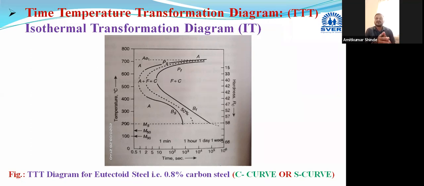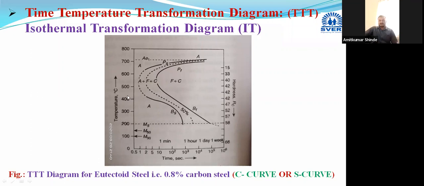Okay, for conducting a heat treatment process, the most generally used tools are, first, the iron carbide equilibrium diagram, and the second important tool is the TTT diagram. This TTT diagram is also known as the isothermal transformation diagram. Why it is termed an isothermal transformation diagram, I will explain during this session only.